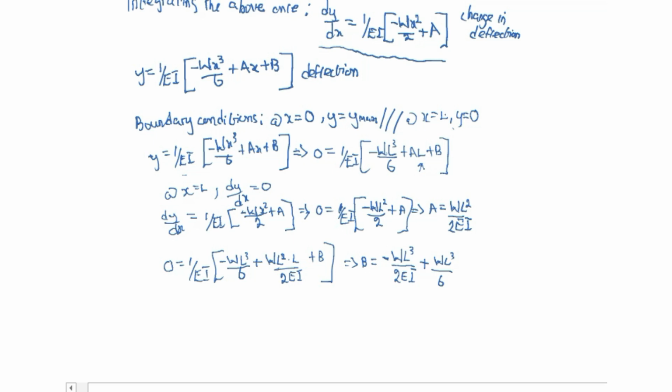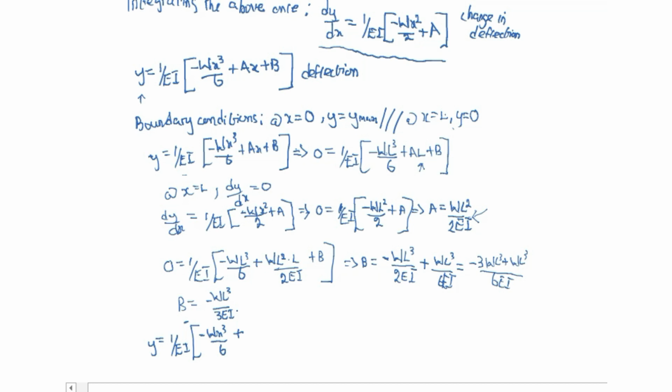So therefore we have this expression, and on solving we would get negative 3wl cubed plus wl cubed over 6ei, and finally we get the value of b to be equal to negative wl cubed over 3ei. Now we substitute the value of b here and a into the expression of our deflection y. So we have y to be equal to 1 all over ei into negative wx cubed over 6 plus the value of a was gotten to be wl squared ei right over here.